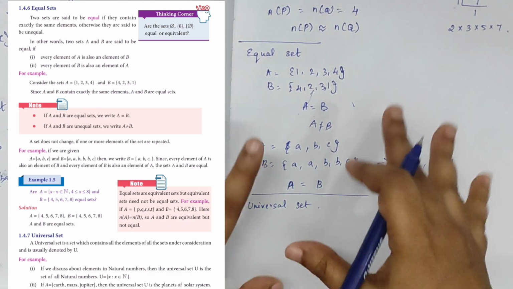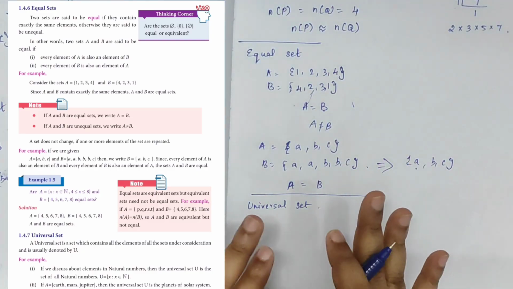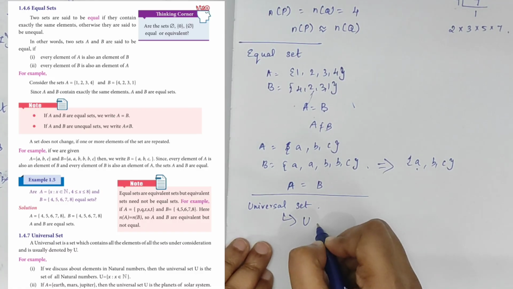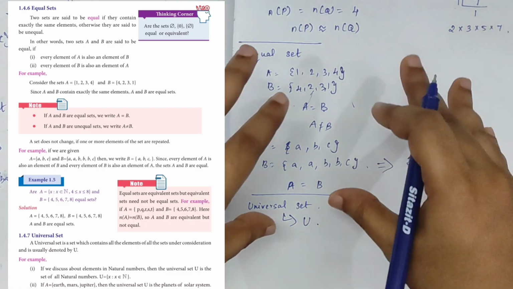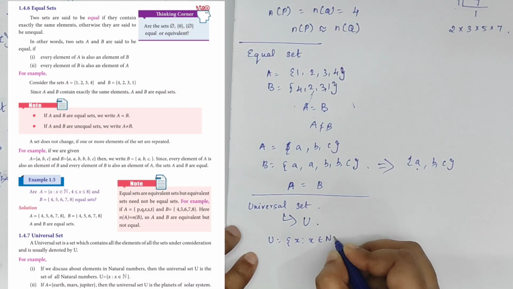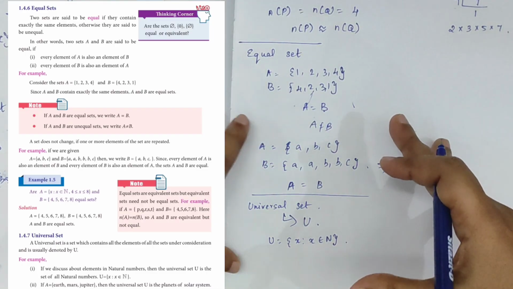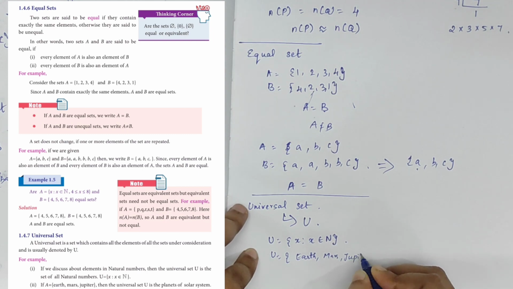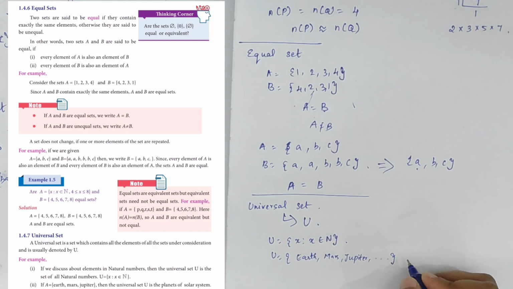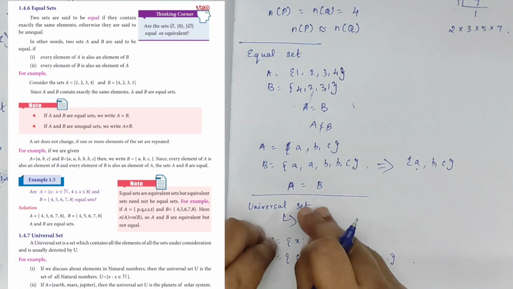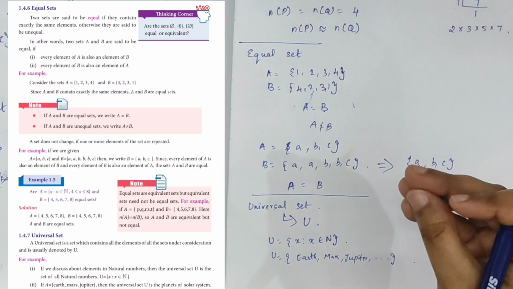So universal set means the set that contains all the elements related to the situation we are talking about. This universal set is usually written as U. For example, if you are talking about natural numbers, then U is equal to {x such that x is an element of natural numbers}. And if you are talking about the planets, then U is equal to {Earth, Mars, Jupiter, and so on}. Based on the topic, the universal set will change. So U means the biggest set we are considering.